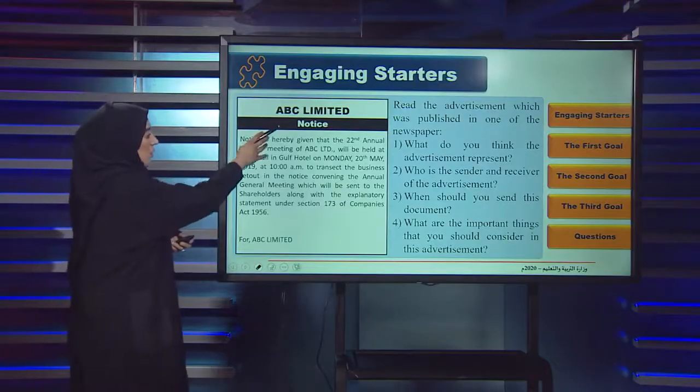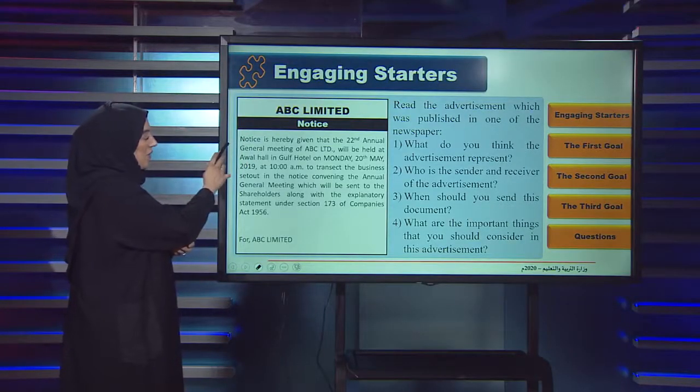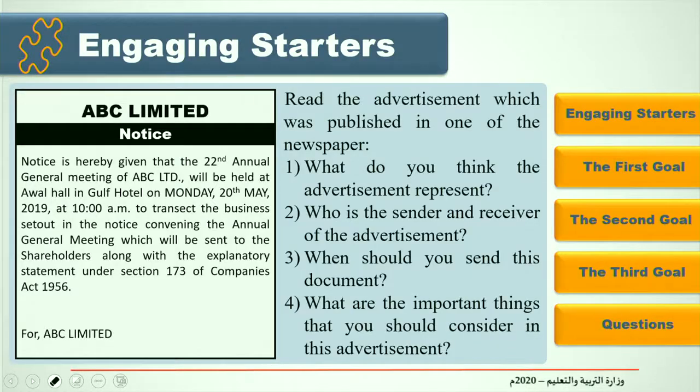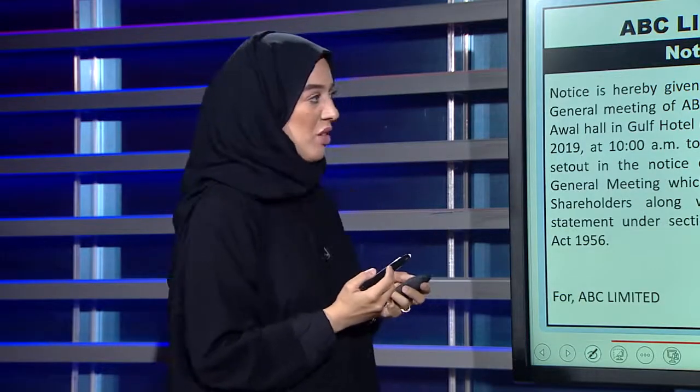ABC Limited, notice. Notice is hereby given that the 22nd annual general meeting of ABC Limited will be held at Awal Hall in Gulf Hotel on Monday, 20th May 2019 at 10 a.m. to transact the business set out in the notice convening the annual general meeting, which will be sent to the shareholders along with the explanatory statement under Section 173 of Companies Act 1956 for ABC Limited.